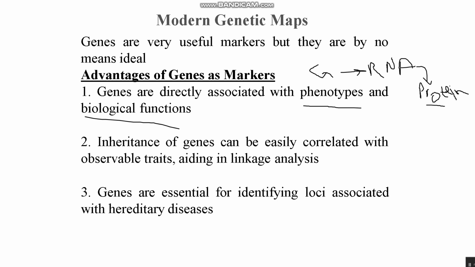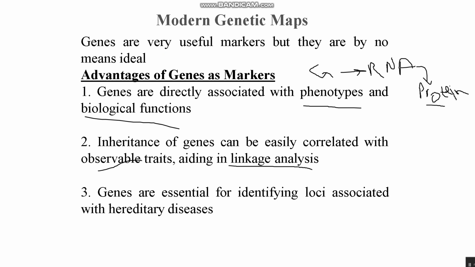By analyzing the phenotype, we can check the genetic mapping, like where the genes are actually located. The inheritance of the genes can be easily correlated with the observable traits, aiding in the linkage analysis. If the crossing over is very high, it means the genes are located very far from each other and are not inherited together.